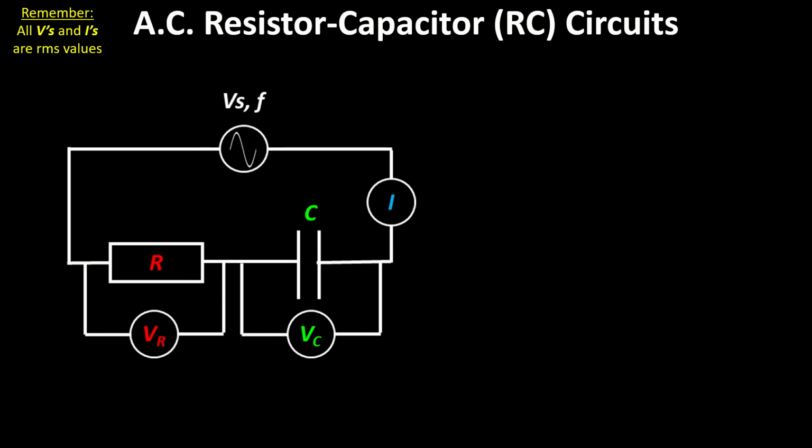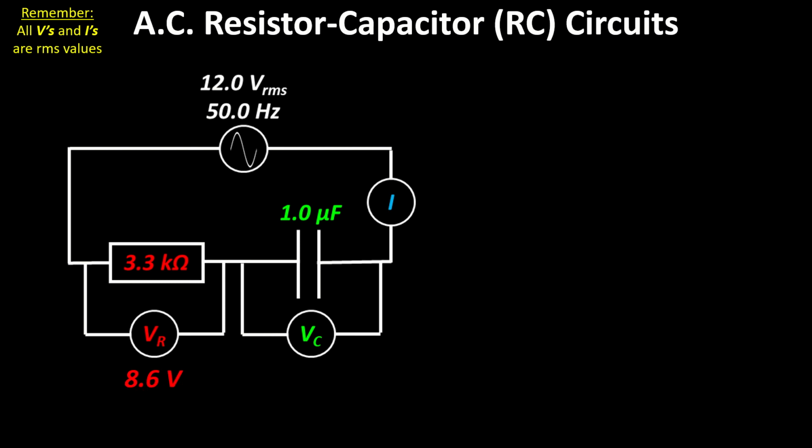So if I put some values on this, now this would be good to do as an experiment, but just for the sake of the video, if we have a 12 volt RMS power supply with 50 hertz frequency and a 3.3 kilo ohm resistor and a 1 microfarad capacitor in the circuit, if we measured this, you'd get a resistor voltage of about 8.6 volts. So the question would be, what would you expect the capacitor voltage to be?